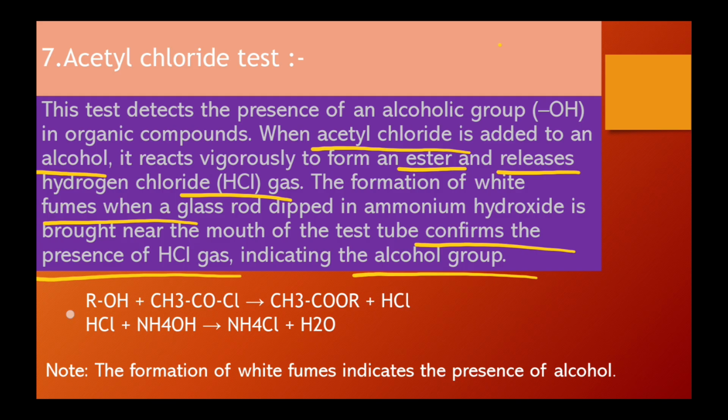See the reason here: when alcohol reacts with acetyl chloride, an ester forms and it releases HCl gas. This HCl gas moves through the test tube, and when a glass rod dipped in ammonium hydroxide is placed at the mouth of the test tube, what happens? White fumes appear. Based on the formation of white fumes, it indicates an alcoholic group is present in the organic compound.